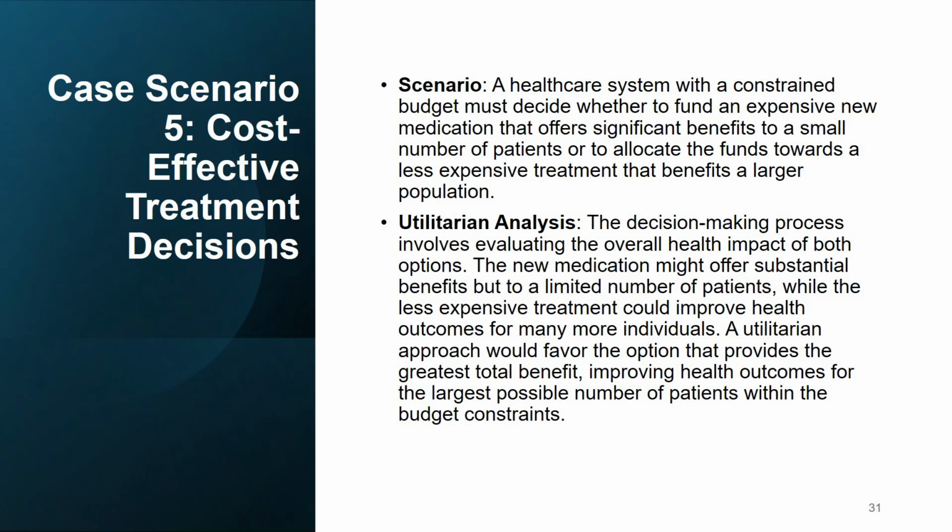An analysis of this would be, the decision making process involves evaluating the overall health impact of both the options. The new medication might offer substantial benefits to a limited number of patients, while the less expensive treatment could improve the health outcomes of many more individuals. A utilitarian approach would favor the option that provides the greatest total benefit, improving the health outcomes for the largest possible number of patients within the budget constraints.